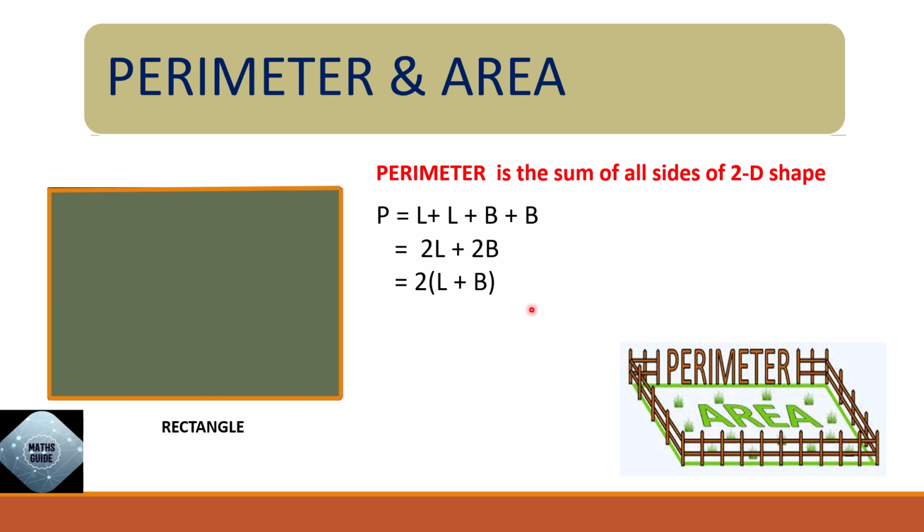And area is the surface covered by an object or the region enclosed in the boundary. So this green portion is called area. As the two dimensions are length and breadth, when we multiply them, we get the area.